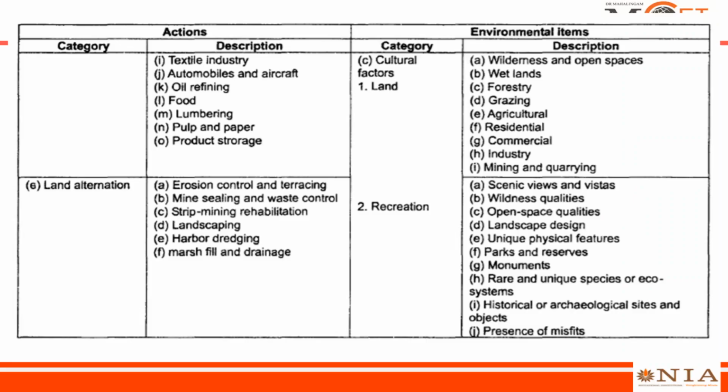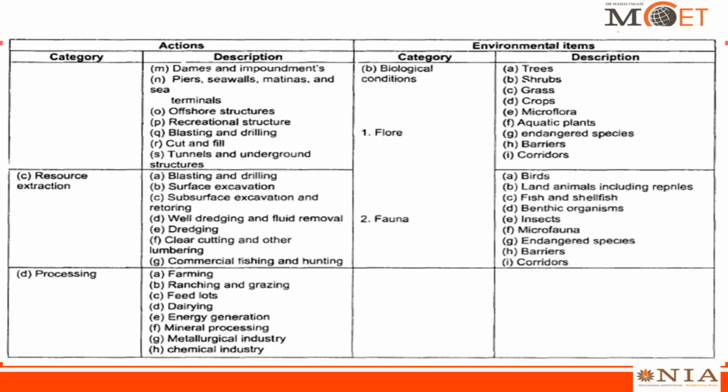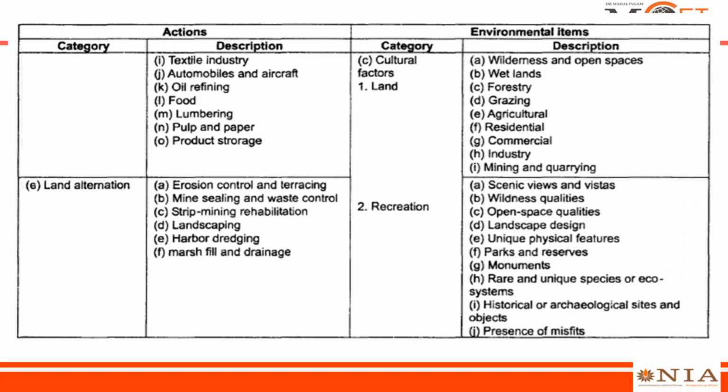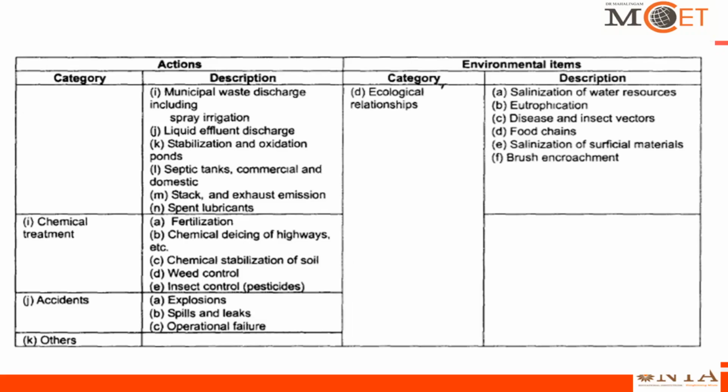Furthermore, some more factors, cultural factors, related to land and recreation facilities. On the left hand side, we have seen about 4 or 5 activities: modification of the regime, meaning you are changing the topographical features of that particular area; transformation of the land and construction activities; resource extraction, meaning you are extracting some resources; processing; land alteration, right? Here, changes in traffic, waste emplacement and treatment. So you can just go through the whole list, okay? I'm not elaborating the entire table.